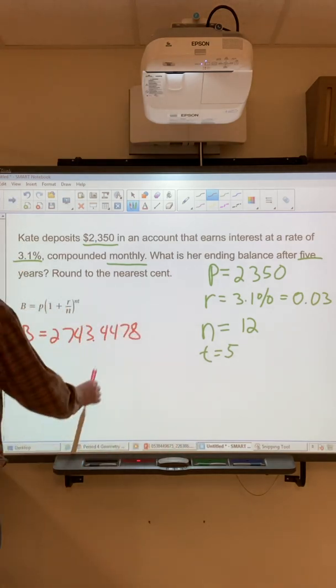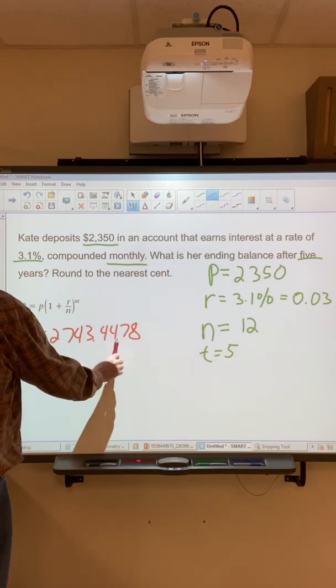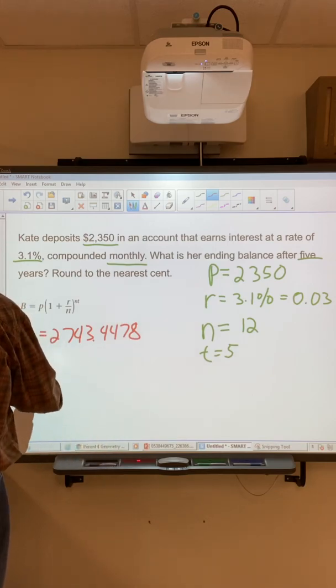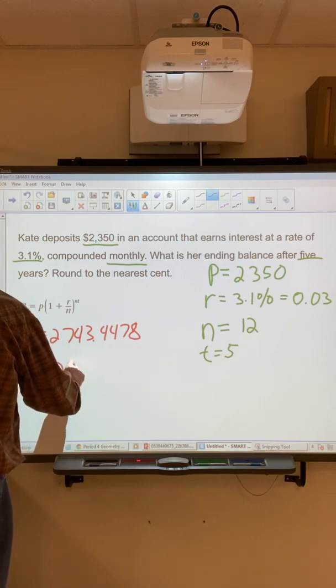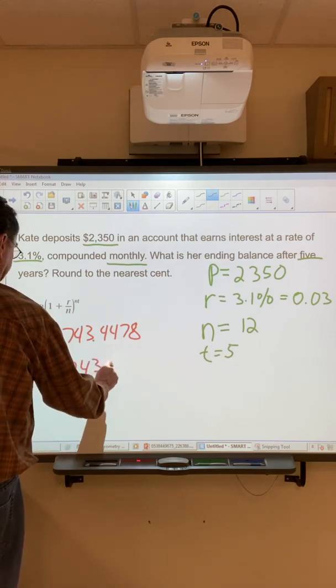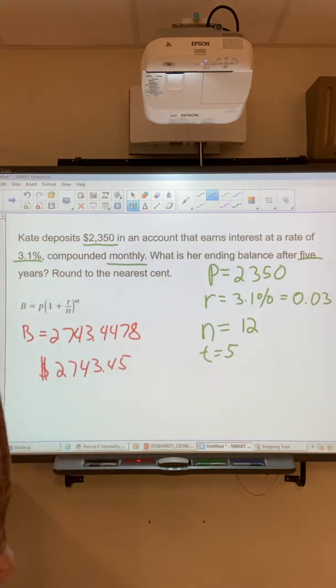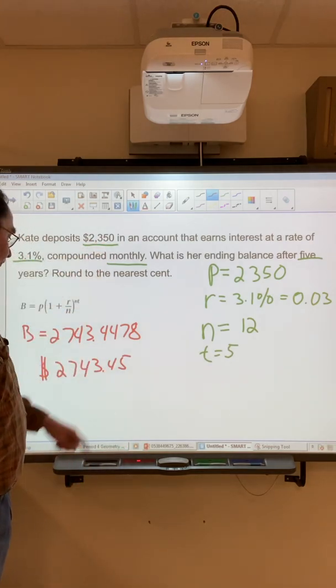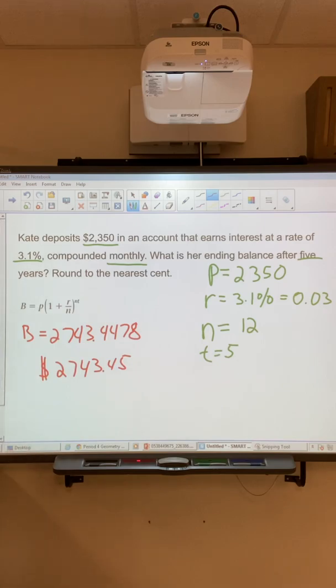Rounded to the nearest cent. Cents are 2 decimal places, so there's your nearest penny. That 7 means you round that 4 up to a 5. So our answer is $2,743.45. So you see, you went from 350 to 743, almost $400 you've gotten after 5 years. Okay?